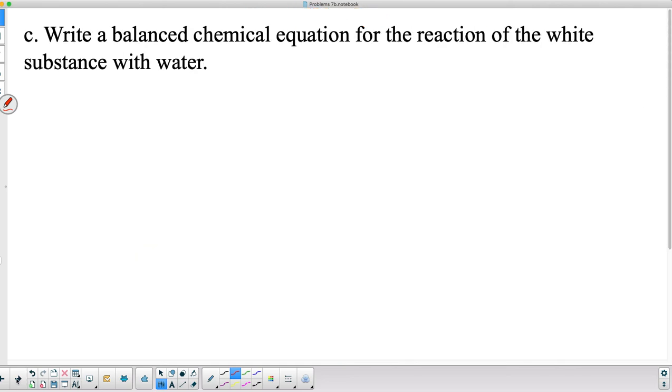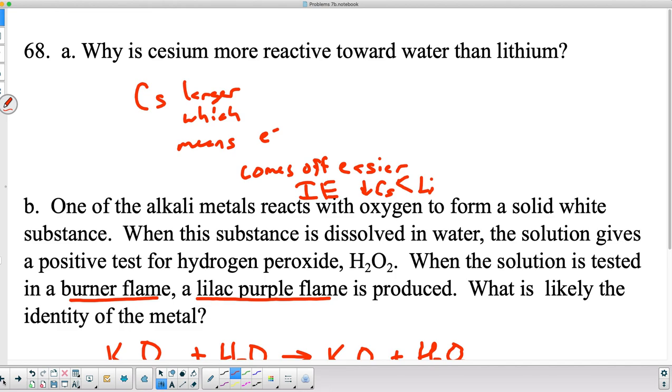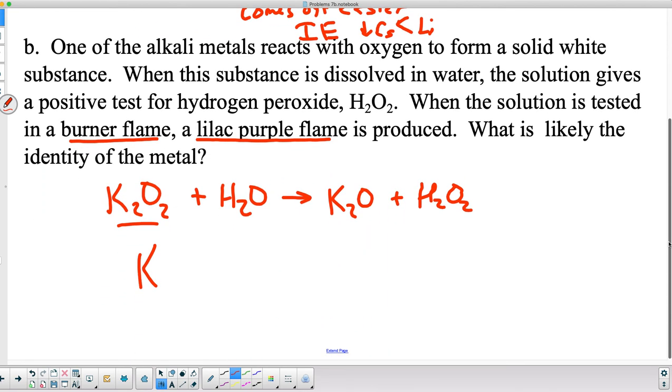Now this says write the balanced chemical equation for the reaction of the white substance with water. Oh, we just did that. So I just answered that on the previous slide right here at the bottom. So potassium peroxide plus water gives us potassium oxide plus hydrogen peroxide. I didn't balance that. Let's see if we need to balance this at all. I got 2 plus 1 is 3. I got 1 plus 2 is 3. So now it looks like we're all balanced. Okay, nice work.